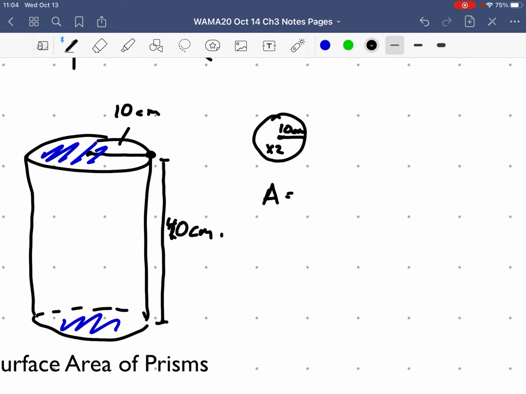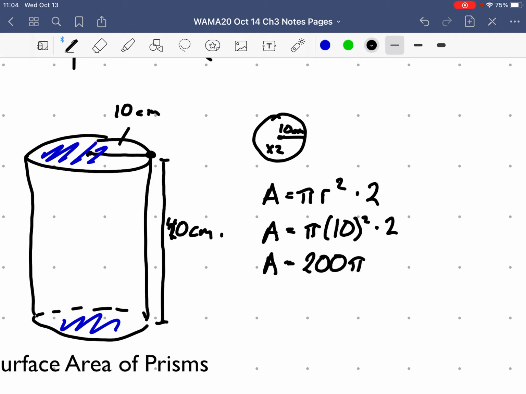So to figure out, now there's two of these, so we times it by 2. So area of a circle is equal to pi r squared, and then we times it by 2 since there's 2 of them. Pi times 10 squared times 2. Now 10 squared is 100. 100 times 2 is 200, so it's 200 times pi. Now I'm just leaving it at that because I don't have a calculator.